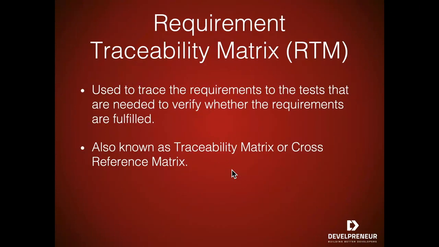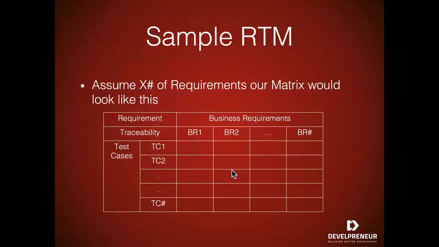The requirement traceability matrix, or RTM for short, used to trace the requirements tests that are needed to verify whether the requirements were fulfilled, also known as the traceability matrix or cross-reference matrix. This is kind of where you can list out your business cases to your test cases. So a simple RTM looks like this.